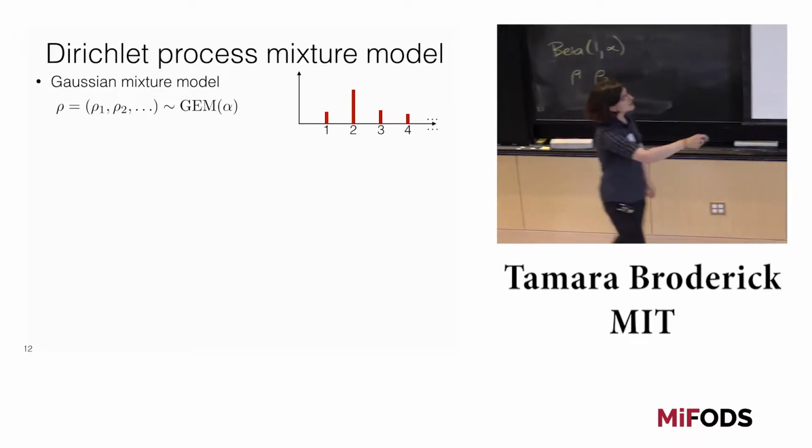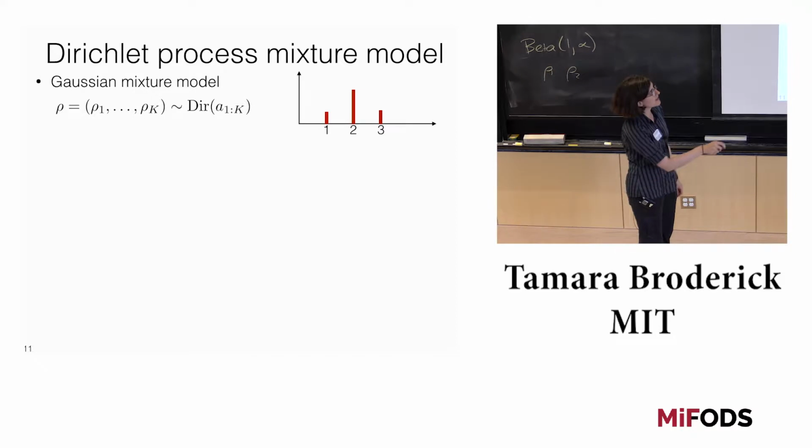Just like before, we had our Dirichlet, and we had 3 components with different probabilities, rho 1, rho 2, rho 3. Now we have rho 1, rho 2, rho 3, and it just doesn't stop, and that's what the ellipsis is suggesting.